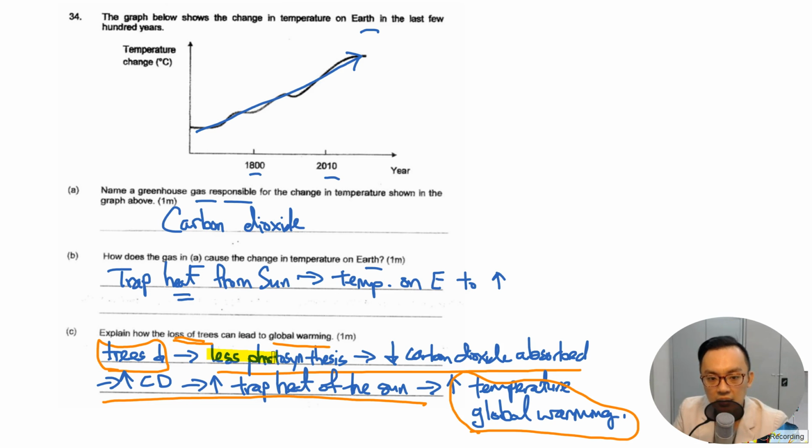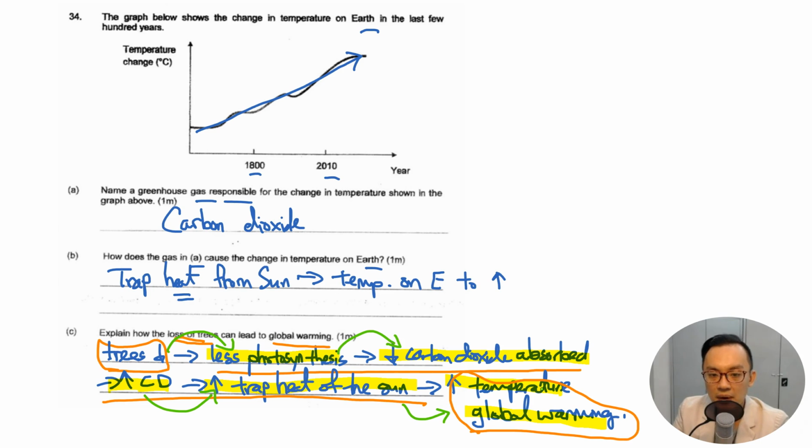What happens after that? There'll be less photosynthesis. What happens when there's less photosynthesis? There'll be lesser carbon dioxide absorbed by the trees. So what happens when there's lesser carbon dioxide? There'll be more carbon dioxide in the environment or in the atmosphere. And what happens if there's more carbon dioxide in the atmosphere? There'll be an increase in trapping of the heat of the sun. And so what if you trap the heat of the sun? You will have an increase in temperature, or also known as increase in global warming. Okay, so this is the train of thought, or the logical sequence from one point to another, and finally to what the question is looking for.